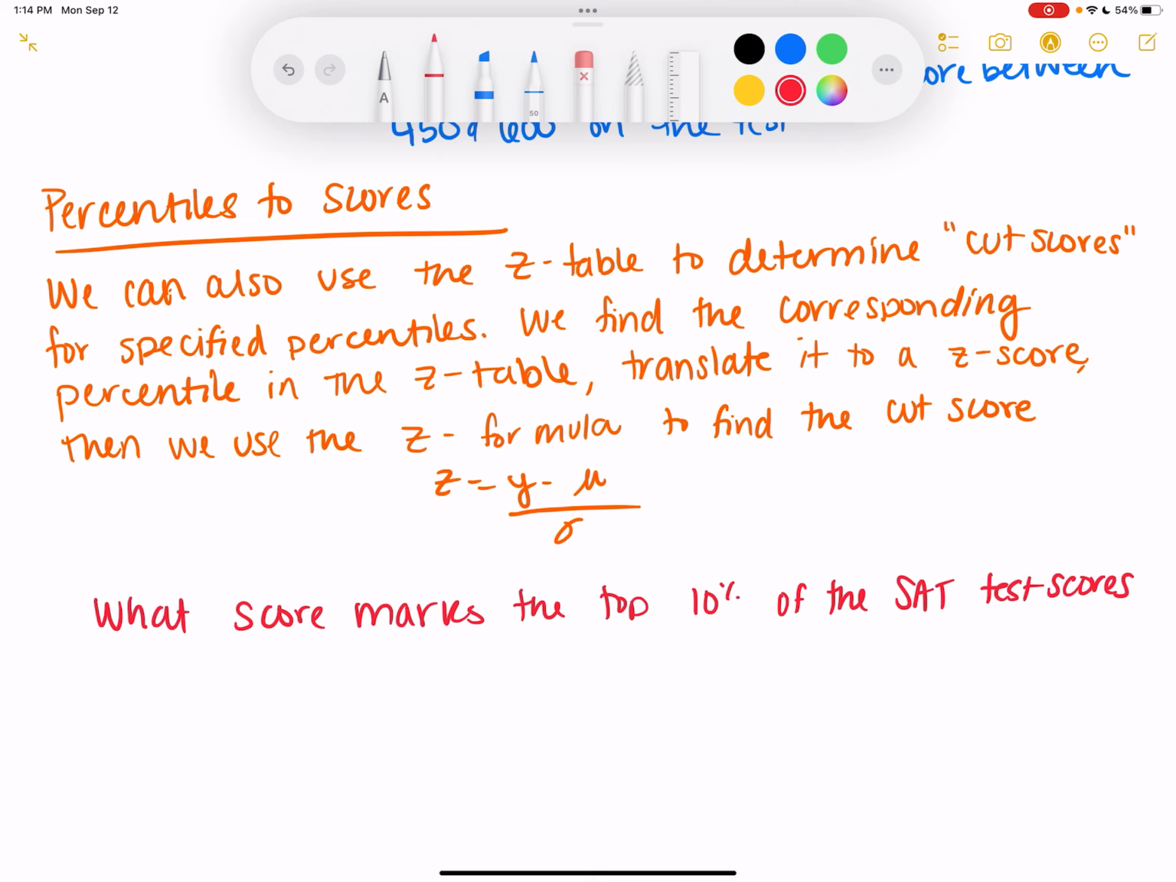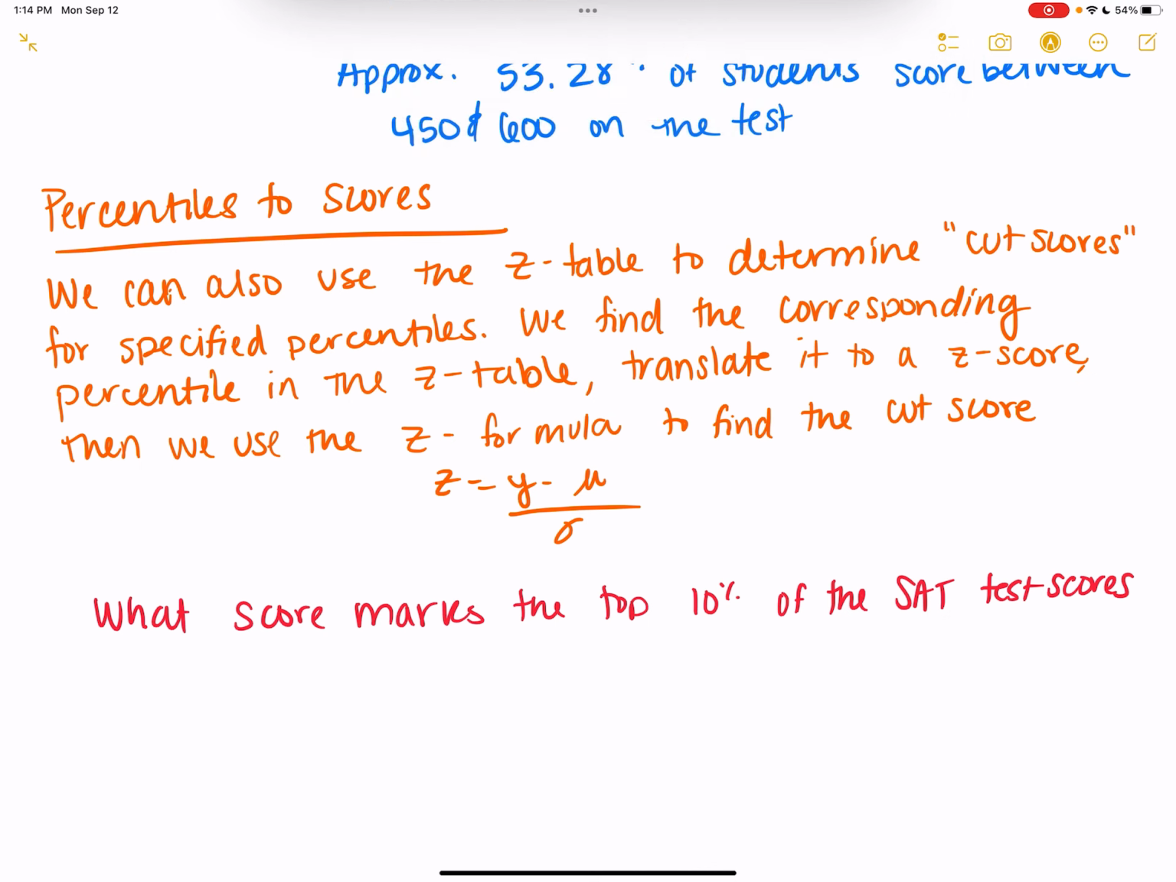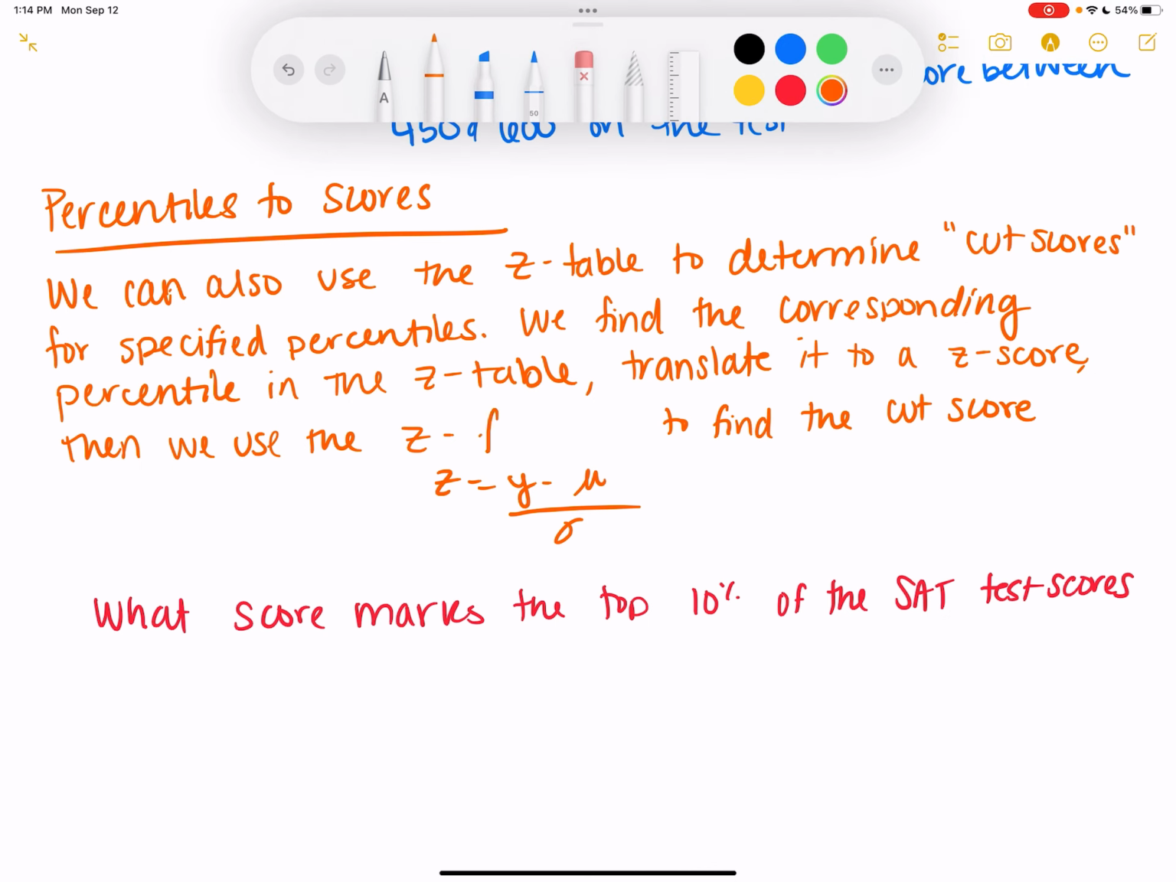And so he said he's gonna use the z formula. I said for... There we go.